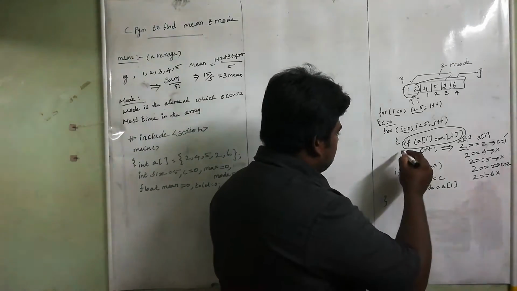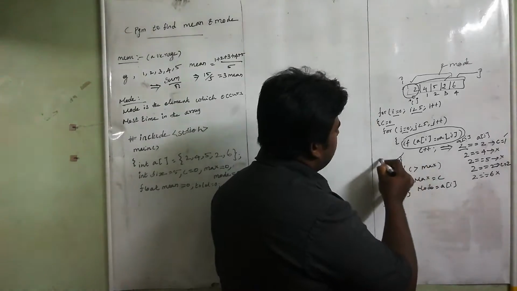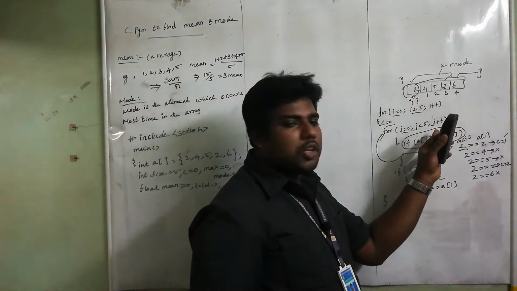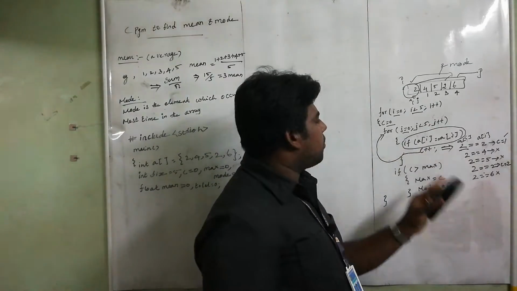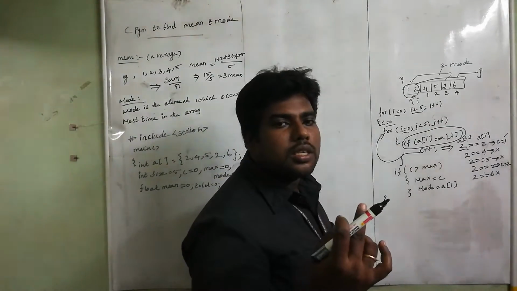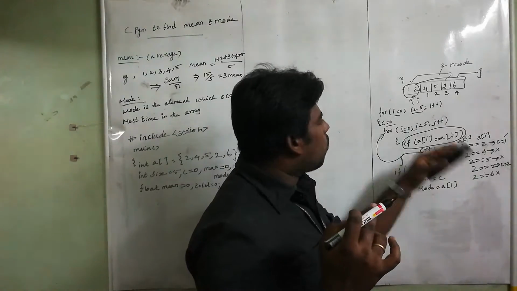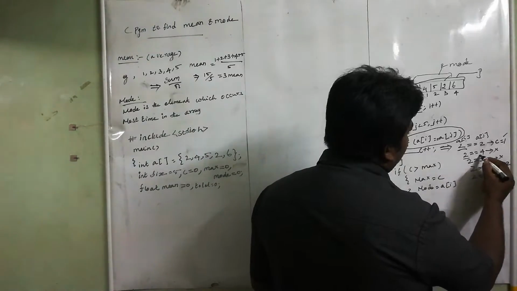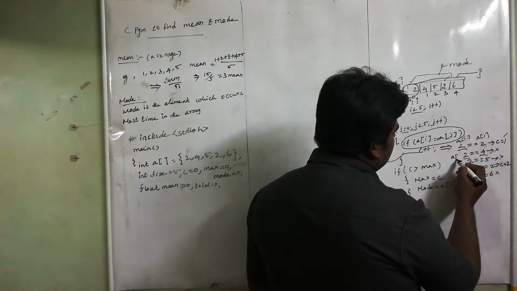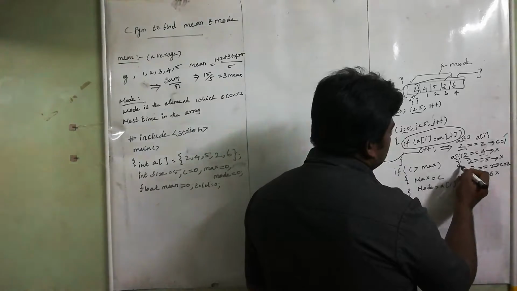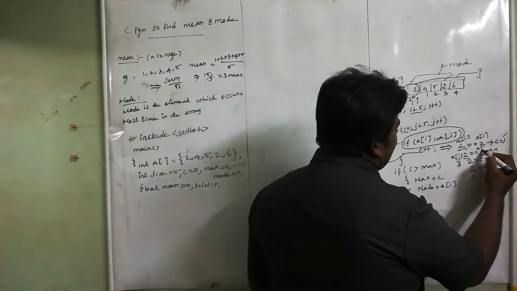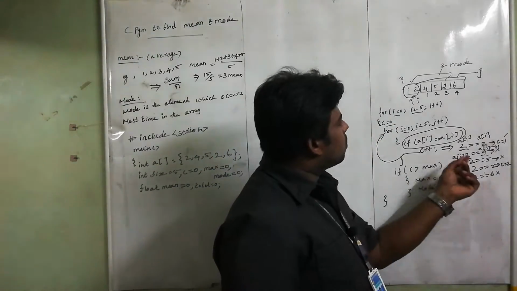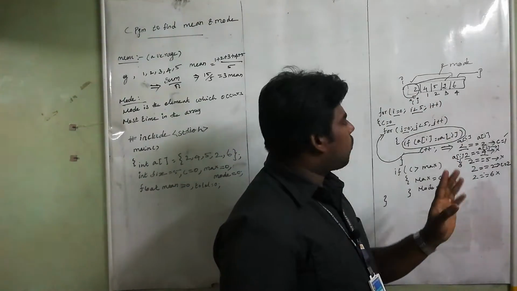After completing this line, again the for loop. Now what's the j value? j plus plus, j will be incremented. Now the j value is 1. So you are comparing 2 and 4. This is A of i, where i is 0 now. This is A of j. What's the j value? The j value is 1. So 2 equal to 4, condition false.